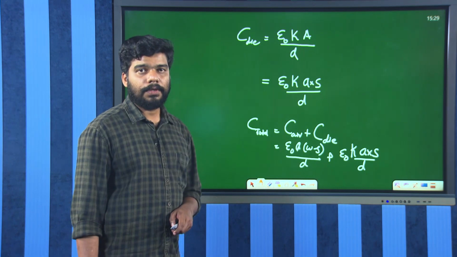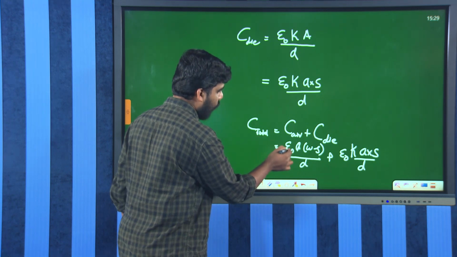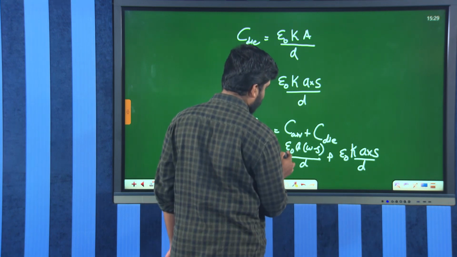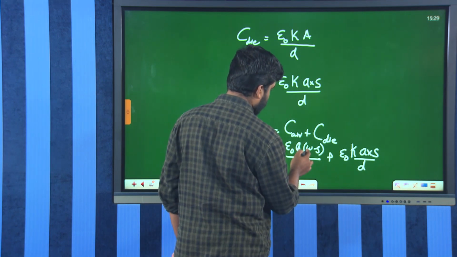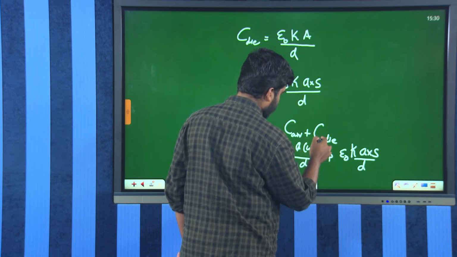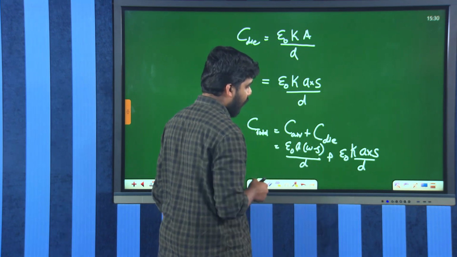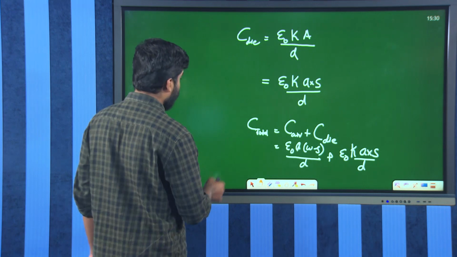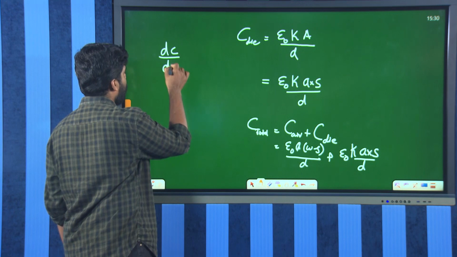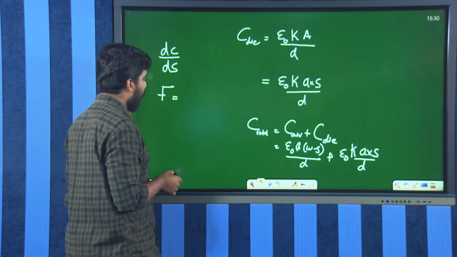S by D. So, on substitution, you will get C total is equal to, and rearranging, what all terms will go? Only the remaining term will be epsilon 0 A into W by D minus epsilon 0 A S by D plus epsilon 0 K into A into S by D. So, we have to differentiate this, because we want to find dC by dS, and we have to substitute it in the equation for F.